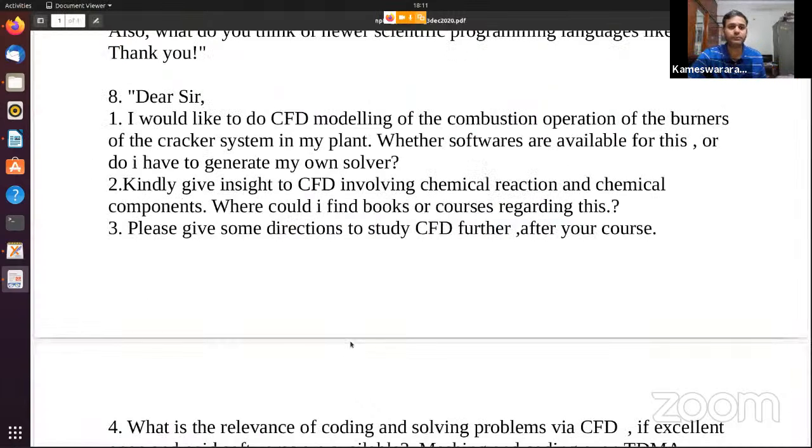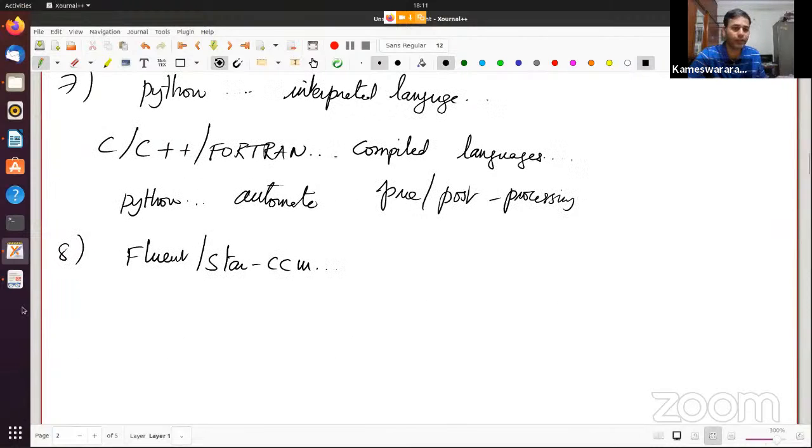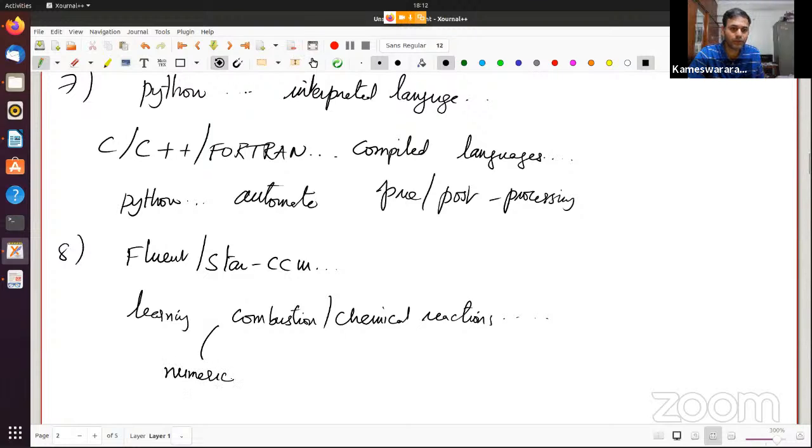Okay. Kindly give insight into CFD involving chemical reactions and chemical components. Where could I find books on or courses regarding this? Well, chemical reactions or combustion is one field which we are not covering as such. Learning about combustion or chemical reactions or chemical kinetics is one field, and then learning numerical combustion, or how you numerically solve this, is another field. So these are two separate things.